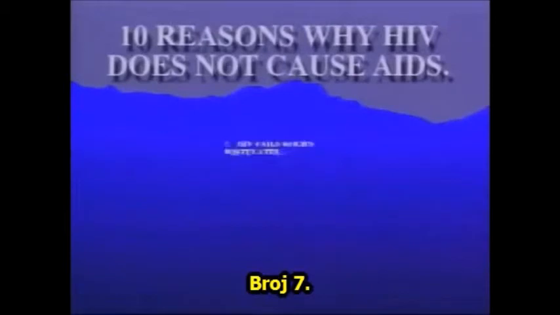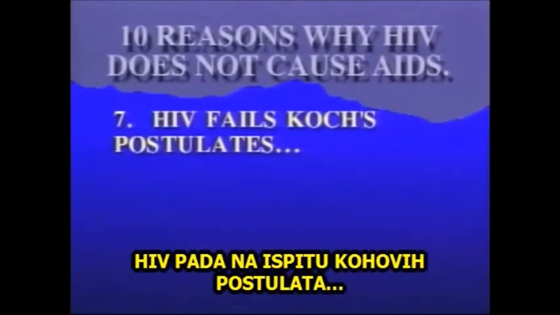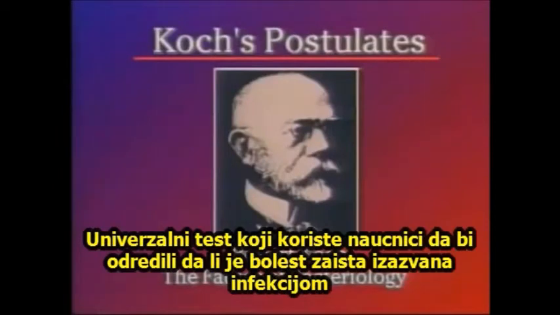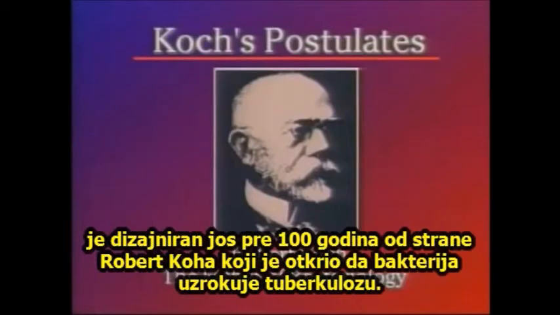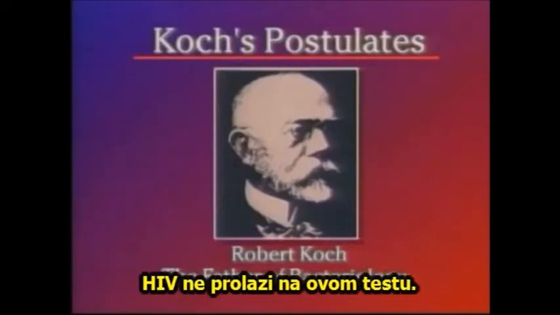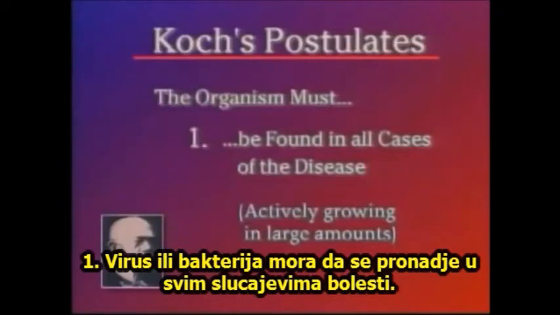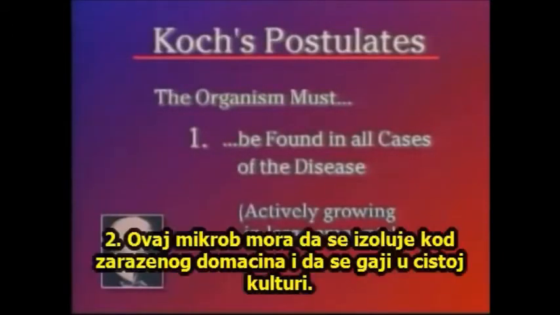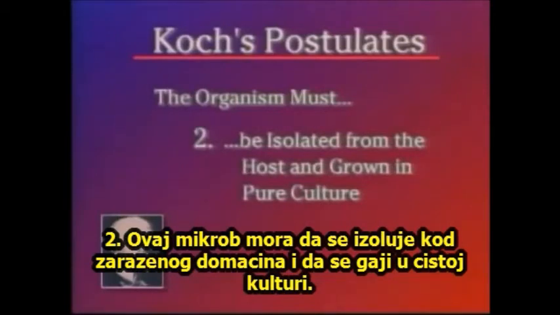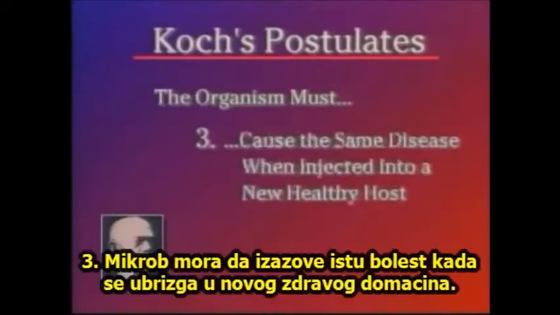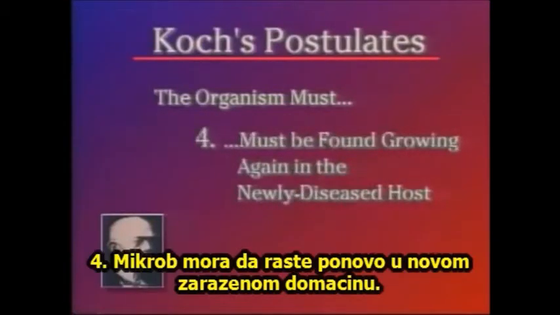Number 7. HIV fails Koch's postulates. The universal test used by scientists to determine if a disease is truly being caused by an infection was designed over 100 years ago by Robert Koch, who discovered the bacteria that causes TB. HIV fails this test. Koch's postulates state, first, the virus or bacteria must be found in all cases of the disease. Second, this germ must be isolated from the infected host and grown in a pure culture. Third, the germ must cause the same disease when injected into a new healthy host. And finally, the germ must be found growing again in the newly diseased host.